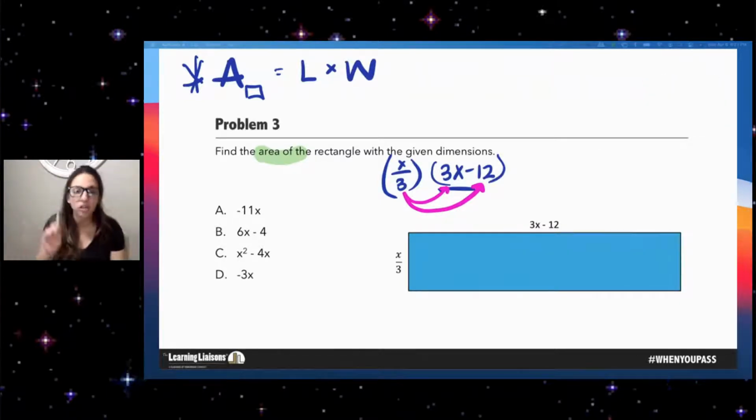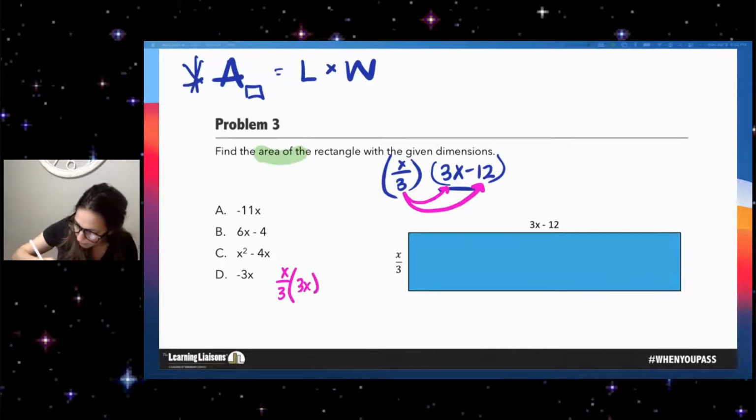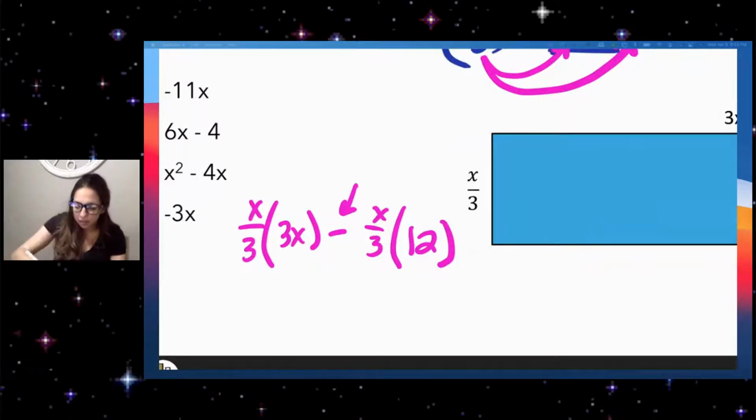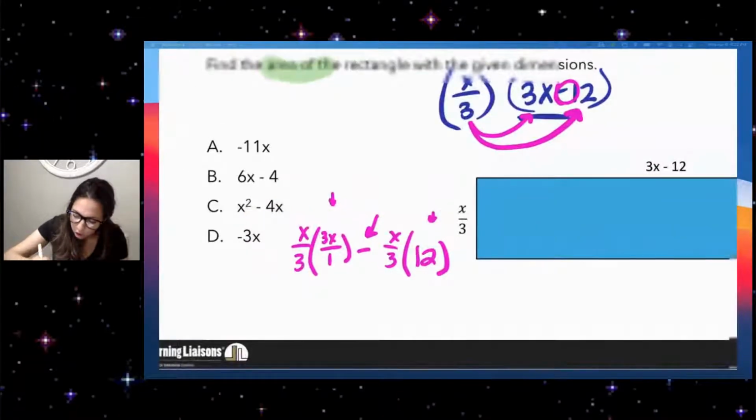So if I have fractions and I'm multiplying them, I'm just going to go straight across. I don't have to have common denominators. That's only for addition and subtraction. So if I have x over 3 times 3x minus x over 3 times 12, because the negative from the 12 is right here. In order to multiply these, I'm just going to put these two items over 1 so that I can multiply straight across. So I'm going to do 3x over 1, and I'm going to do 12 over 1.